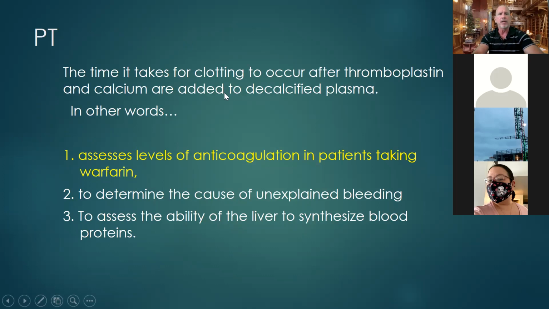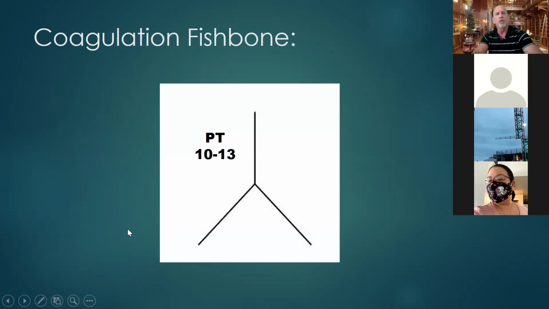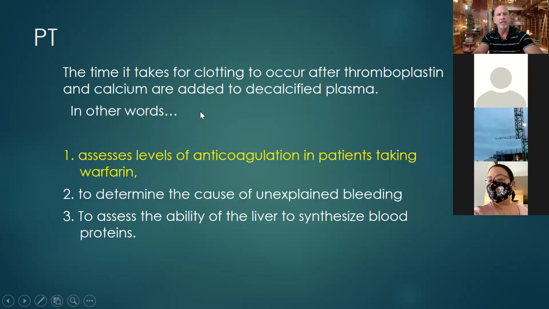But there again, the normal value is tested in time. They test how long it takes for the blood to clot. Prothrombin time is done in time. In other words, 10 to 13 seconds for that to clot. And that's how we get the prothrombin time normal lab value, I should say.